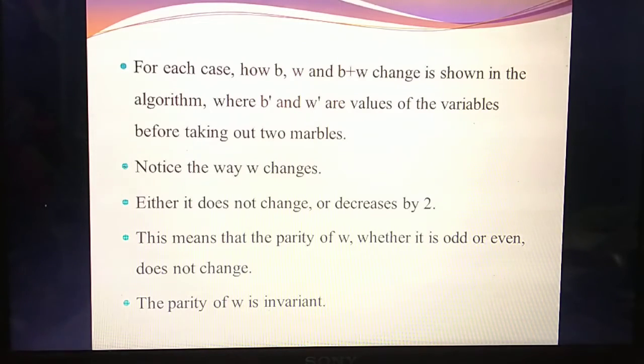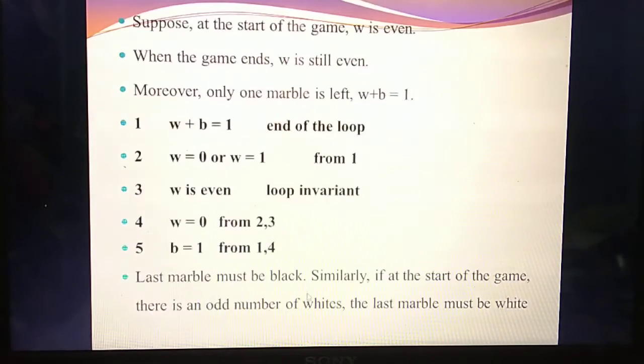Now we are going to consider the parity of W. W means white color. Either the value of W decreases by 2 or by 1, so the parity, either odd or even, will not get changed. So we can say this is an invariant. At the end of the game, the value of W will be even. Either W equal to 0 or W equal to 2.